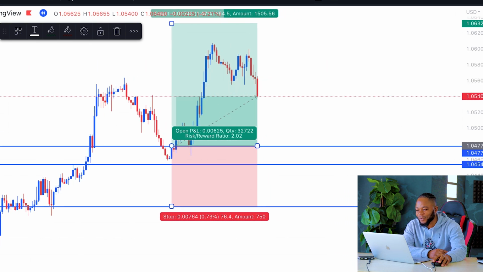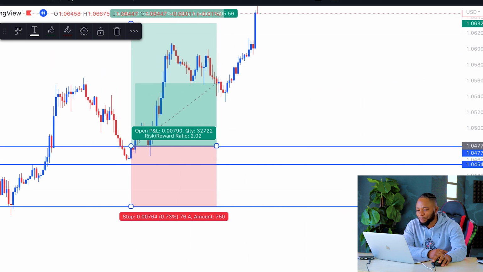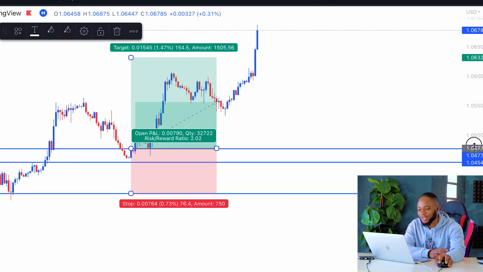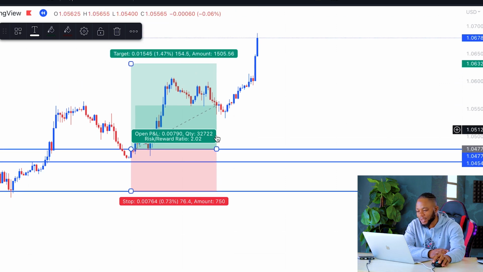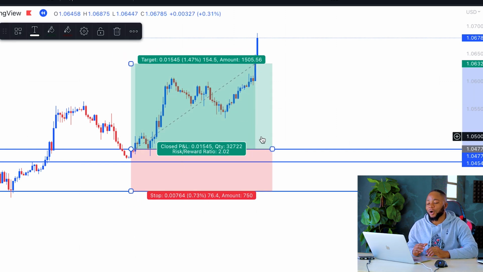Boom. Can you see this, guys? This was a longer than expected trade, but at the end of the day, you can see we just hit our take profit. This is our take profit level. And boom, we just smashed our take profit with almost about $3,040. So that is that about this strategy, guys.